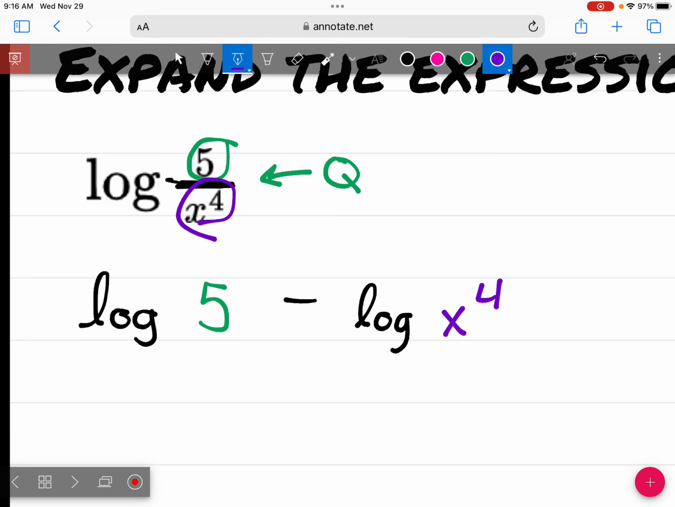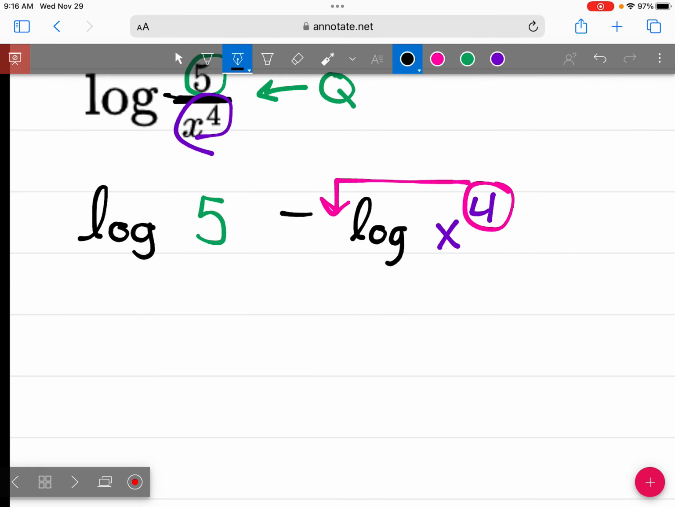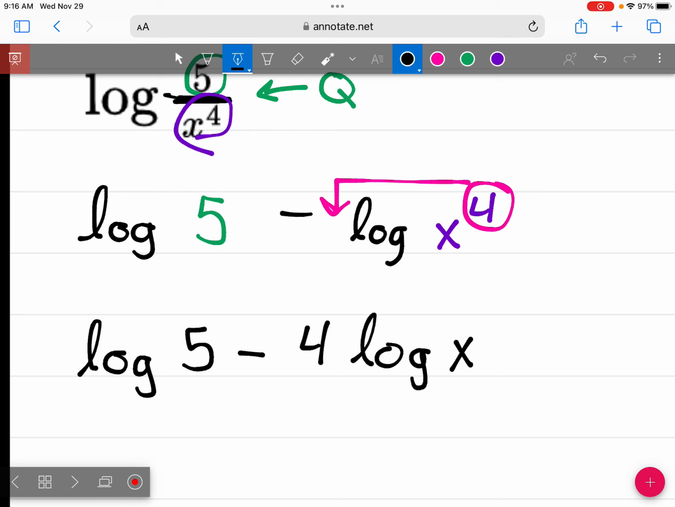I still have one more expansion we can do here. Power property. I've got this 4th in the exponent. We're going to bring it down as a multiplier. The Q is for quotient. I heard someone be confused by the Q. So we're going to have log of 5 minus 4 log of x.